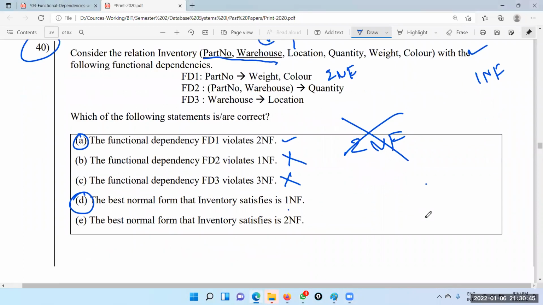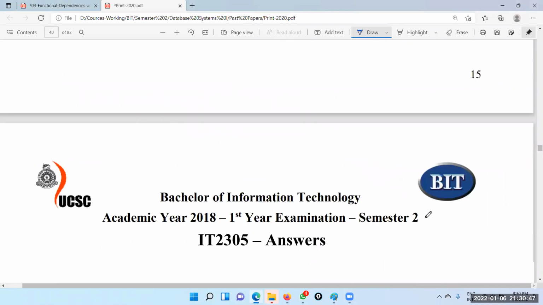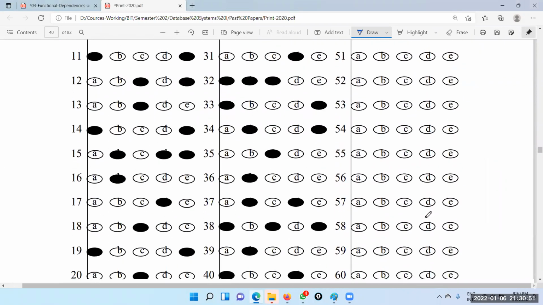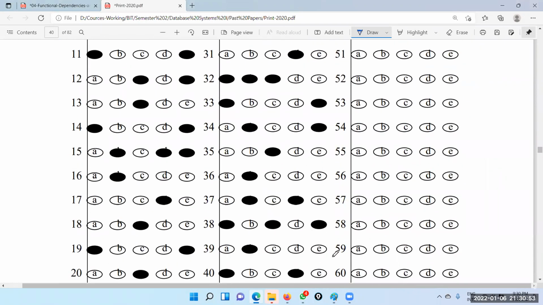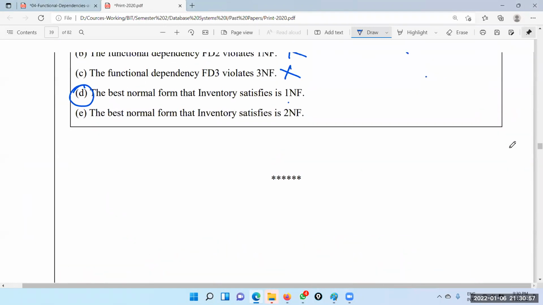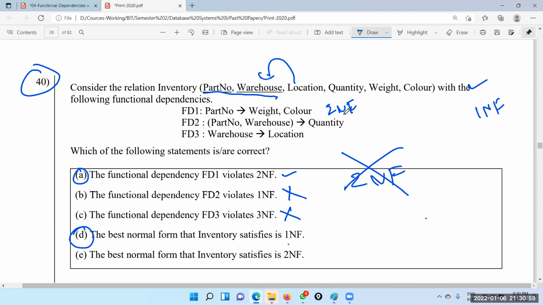Let's first look at the answer. Yes, A and D, okay.